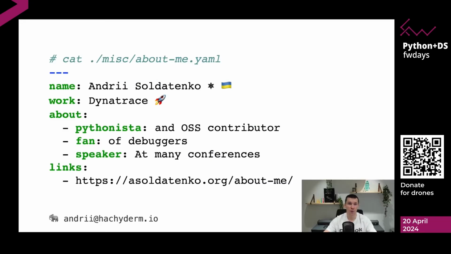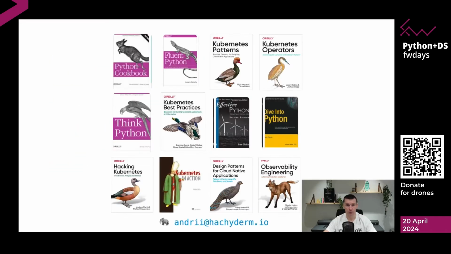Hello, thanks for coming to my talk. My name is Andrii Soldatenko and I am a software engineer originally from Ukraine, currently living in Vienna. I am working at Dynatrace and in my free time I am doing CrossFit and different gymnastics. Today we will talk about how to debug Python programs inside Kubernetes environments.